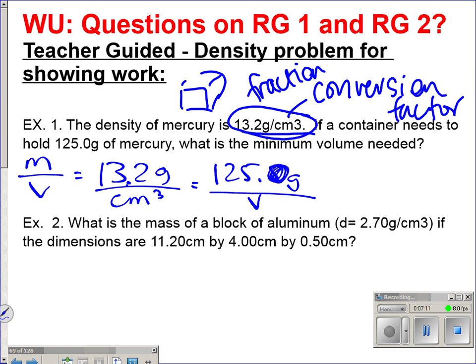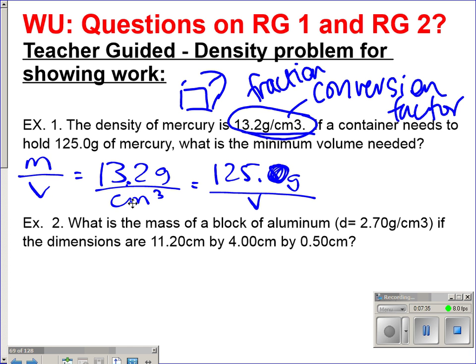So if you're solving for something in the denominator, how do you pull it out of the denominator? You can flip it. Okay, so you could do that. I was going to say multiply by v on both sides. Okay, basically same thing, right?